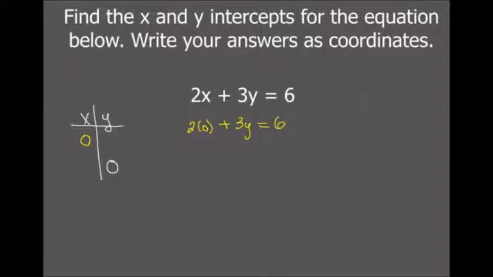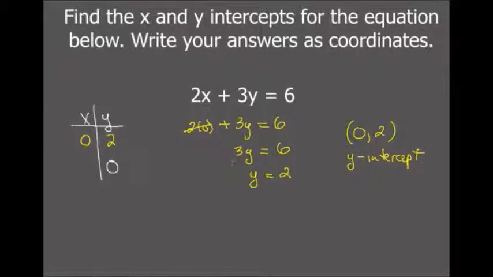Some teachers will actually call this the cover-up method, because you're going to take that first term, the 2x, and cover it up, because 2 times 0 is just 0, so that's going to be gone. So you're just going to have 3y equals 6. Solving that for y, you get y equals 2. Now it says write your answers as coordinates, so 0 and the answer we got for y is 2, so that gives us the coordinates 0, 2, and that is going to be our y-intercept.